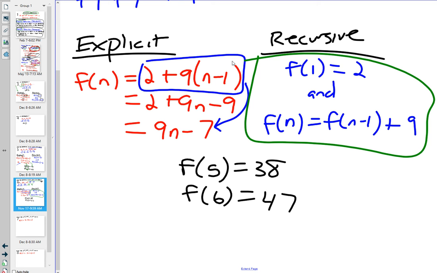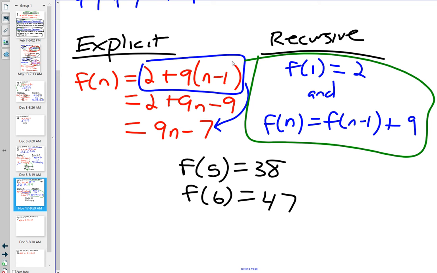9 times 5 is? It's okay, it's not a trick question. 9 times 5, you get your hand, you go 1, 2, 3, 4, 5, and then it's 45. 45 minus 7 is? Yes, it's 38.